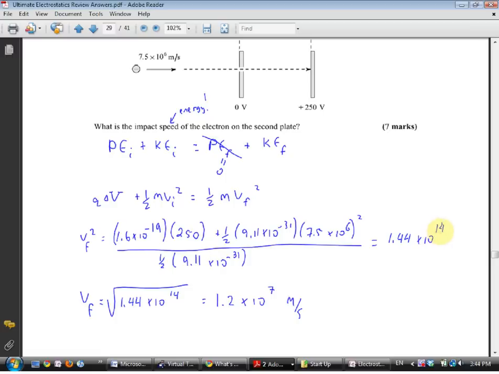Savannah, what do I have to do at the end? Yeah, and here's how I know. Light speed is 3 times 10 to the 8th. Electrons don't go faster than light. Nothing does. 1.2 times 10 to the 7th meters per second. Nice little question. Okay.